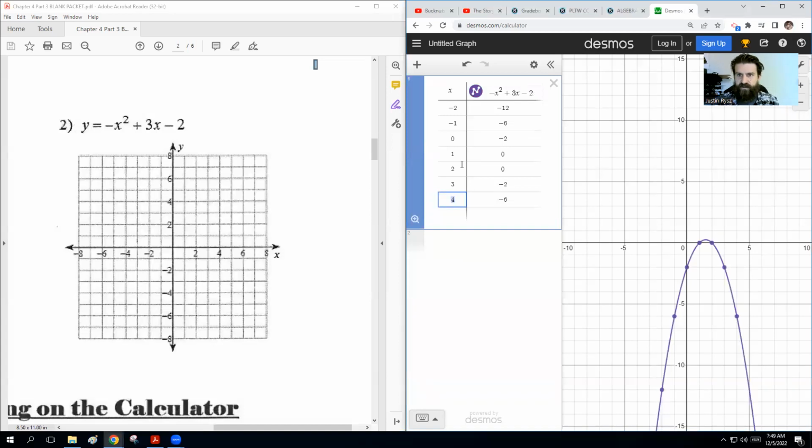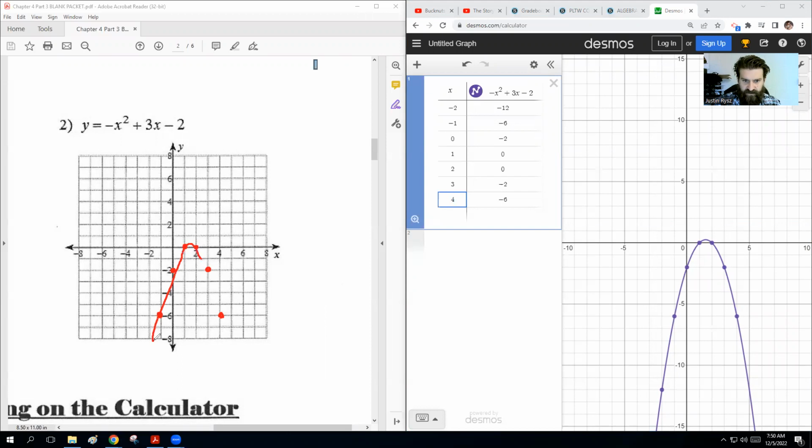All right, so you can see this graph is a little bit different than before. So we can plot our points here. So -1 is at -6, 0 is at -2, 1 is at 0, 2 is at 0, 3 is at -2, 4 is at -6, and that pretty much gives us our graph.